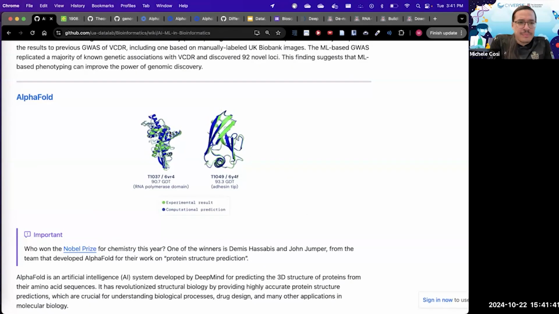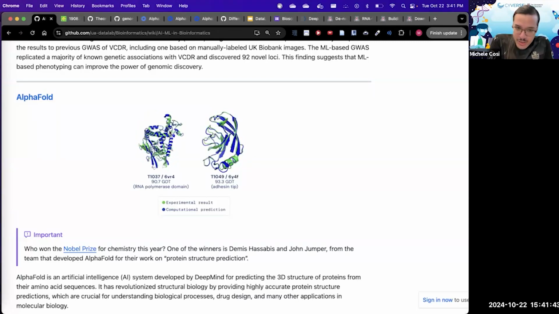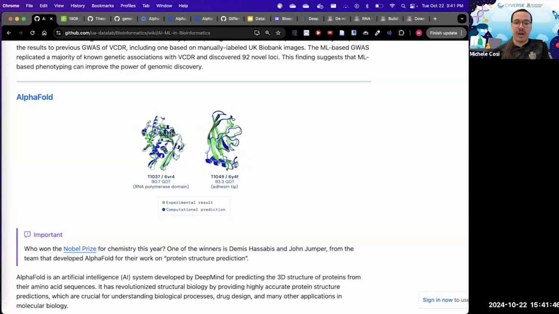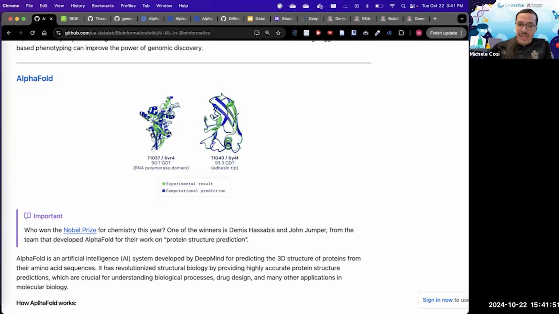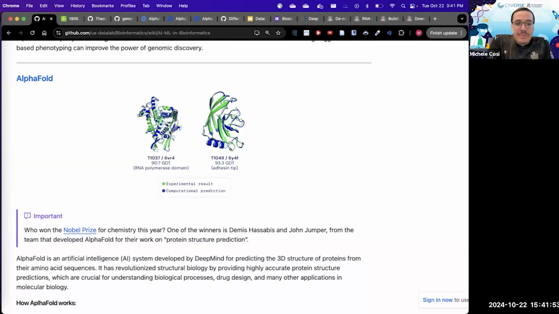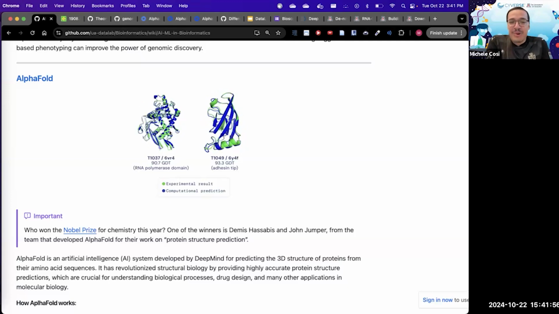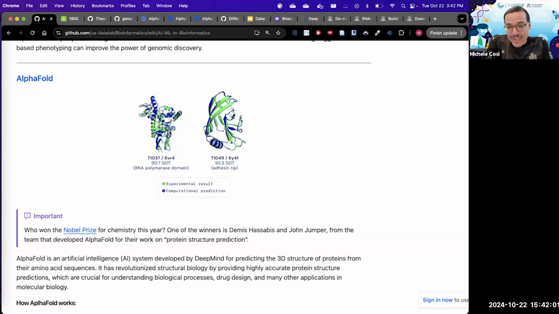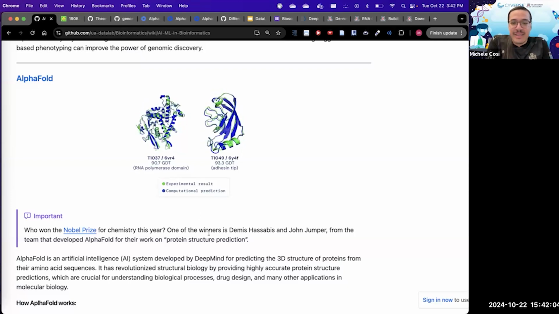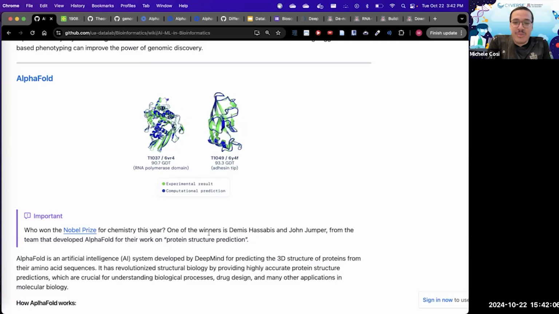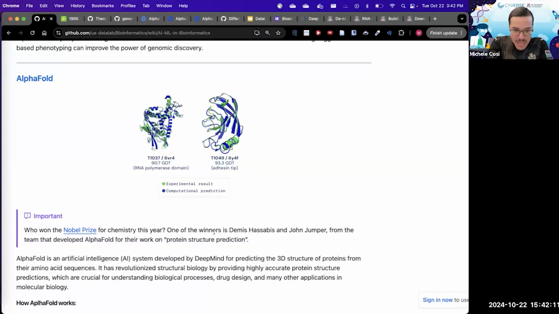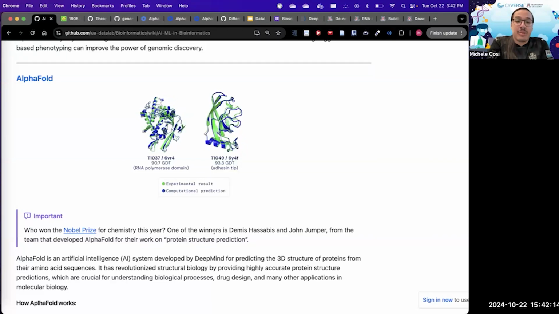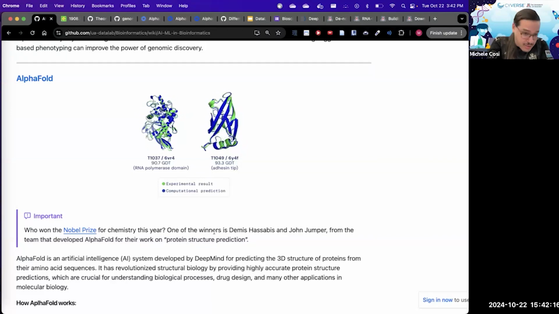I myself am not a person that works with proteins, so if you are working with proteins, do point out wrong things that I may say. But first, who won the Nobel Prize this year for chemistry? And the right answer, or at least the partial right answer, is Demis Hassabis and John Jumper. Demis Hassabis is also known to be one of the founders of Google DeepMind, and that is what AlphaFold actually runs on, or is trained on.